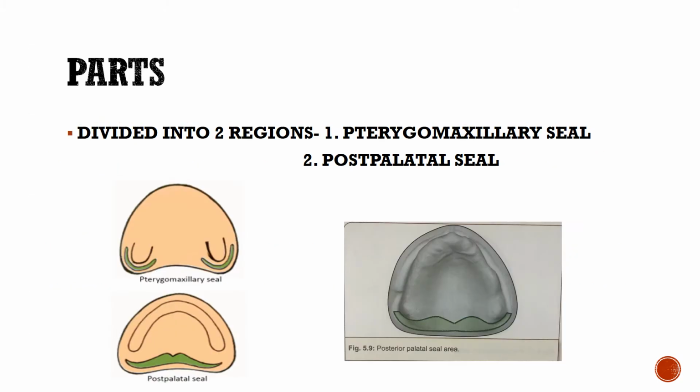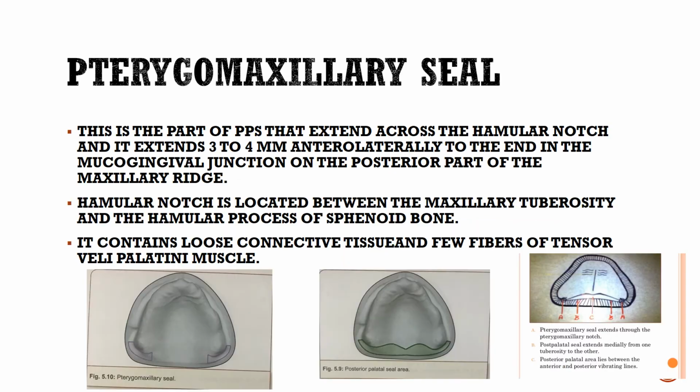it. The next is, it has two parts, it is divided into two regions, pterygomaxillary seal and postpalatal seal. So your pterygomaxillary seal is this area and postpalatal seal is this. And these two form your posterior palatal seal area. Then what is pterygomaxillary seal? It is a part of PPS. It extends across the hamular notch and it extends 3 to 4 mm anterolaterally to the end in the mucogingival junction on the posterior part of the maxillary ridge.